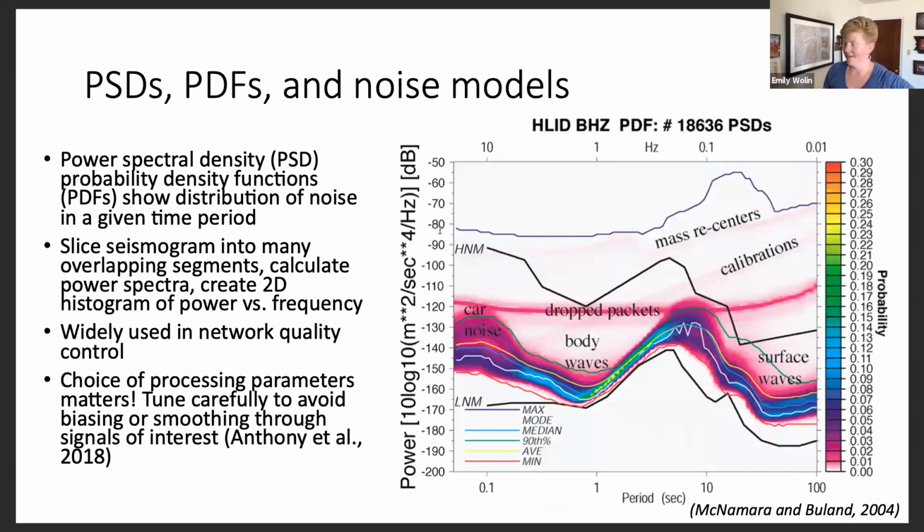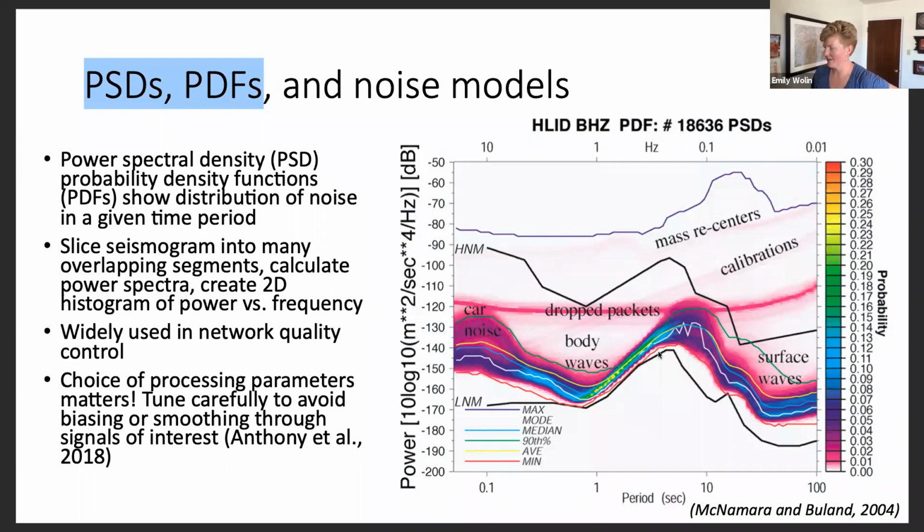Okay, so building on that, another data quality indicator you might see are these things called PSD PDFs. These are probability density functions of power spectral density curves. The easy way to think of this is you take a day of data and slice it up into a bunch of different segments, like hour-long segments. You make a power spectral density curve for each, and then you plot them up as a 2D histogram to see where you're most likely to have noise occurring and to see the range of noise that you can observe in a particular time frame.